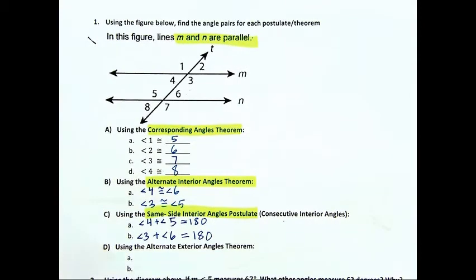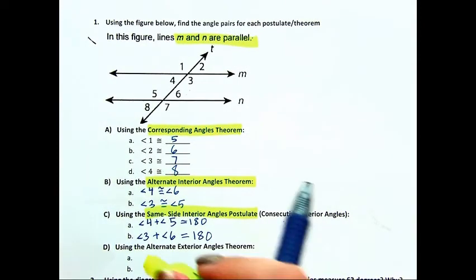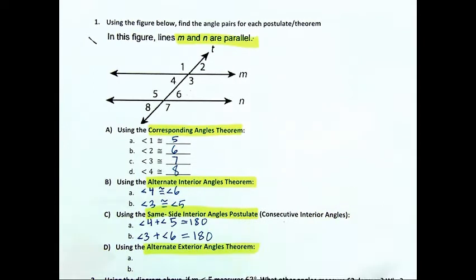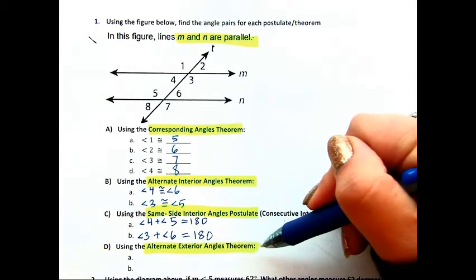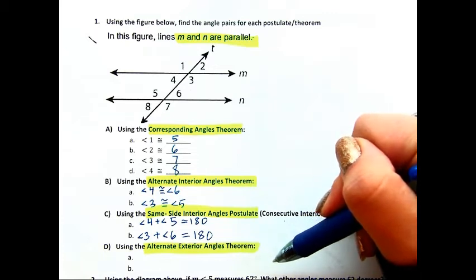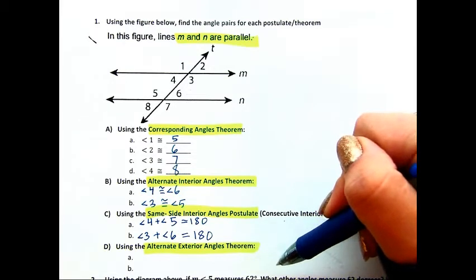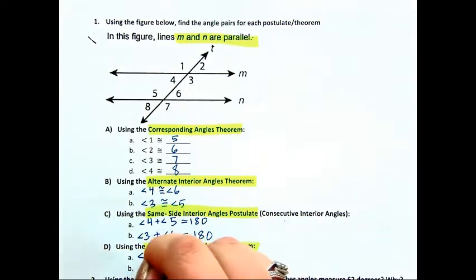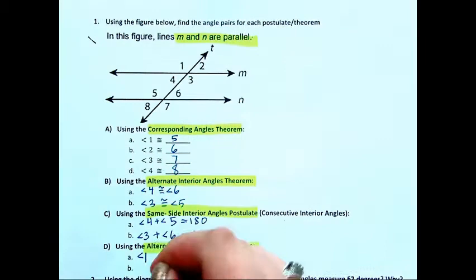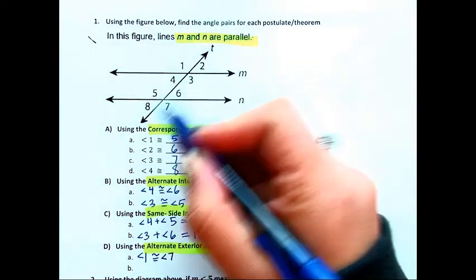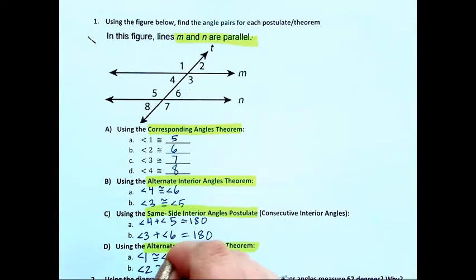Last, part D, using the alternate exterior angles theorem. Again, because M and N are parallel, the alternate exterior angles theorem states that alternate exterior angles are congruent. So angle 1 is an alternate exterior angle with angle 7. So those two angles will be congruent to each other, and then 2 will be congruent to angle 8.